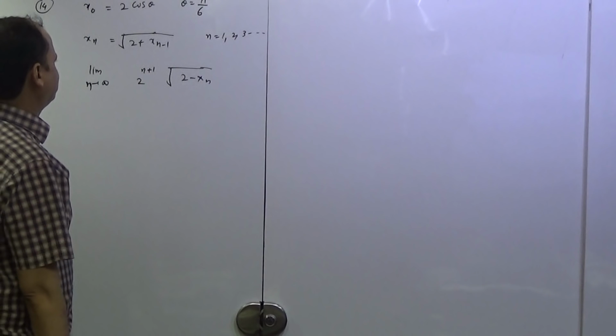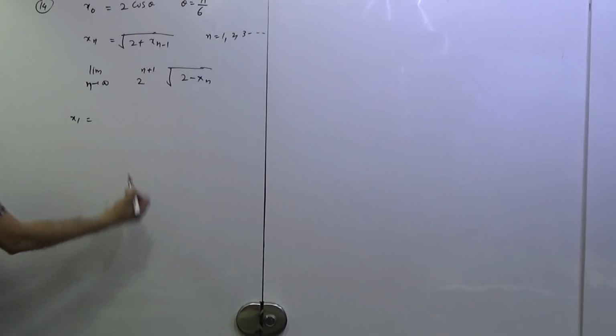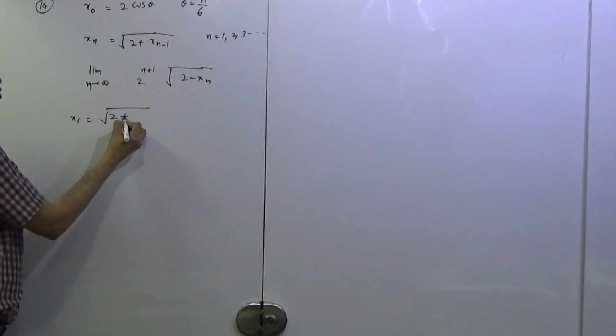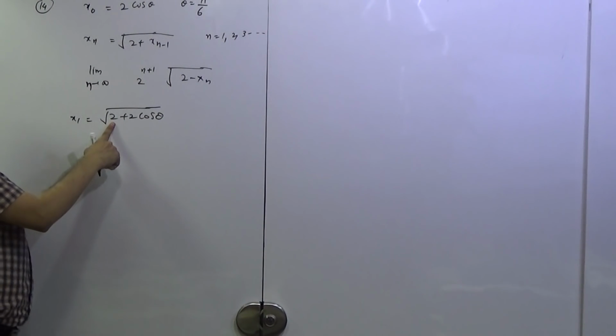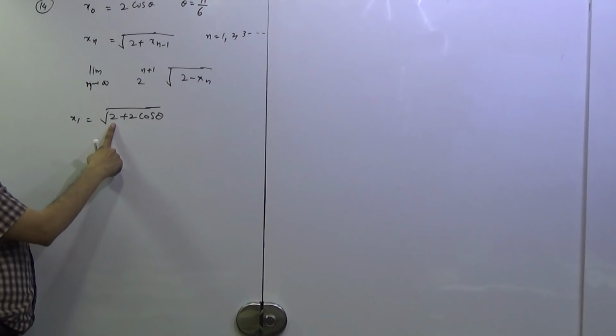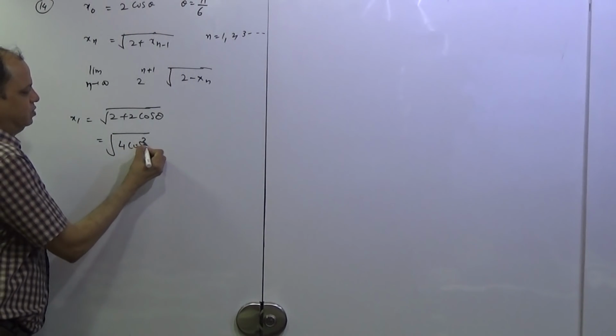Can you tell me what is x2? X naught is given to you. In fact, what is x1? x1 will be root of 2 plus 2 cos theta. And what is it? Root of 2 plus 2 cos theta. 2 is out. 1 plus cos theta is 2 cos square theta by 2. Okay. So what is left? 4 cos square theta by 2.